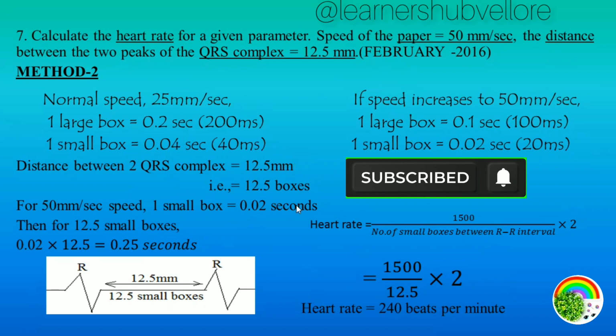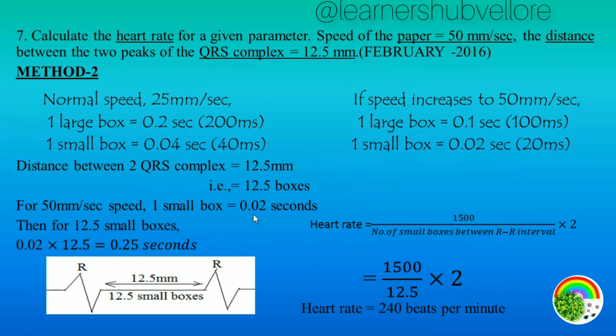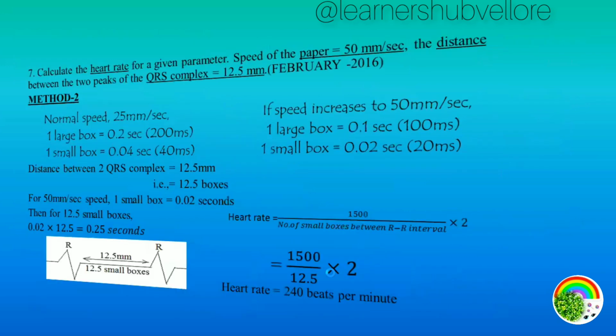For one small box at 50 mm per second, it is 0.02. So 0.02 into 12.5 gives 0.25. These are the small boxes here. So 1500 divided by 12.5 and multiplied by 2, you will get 240. The same.